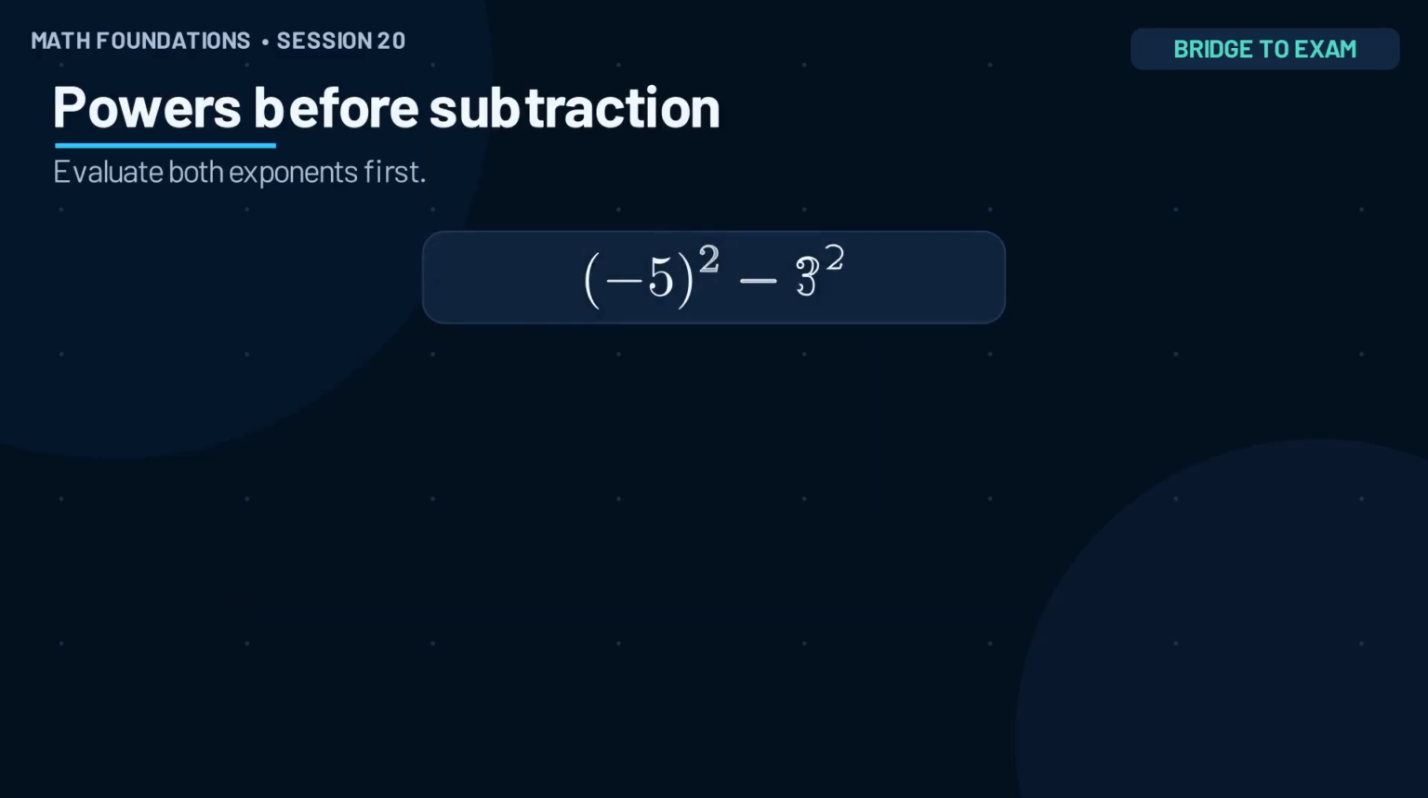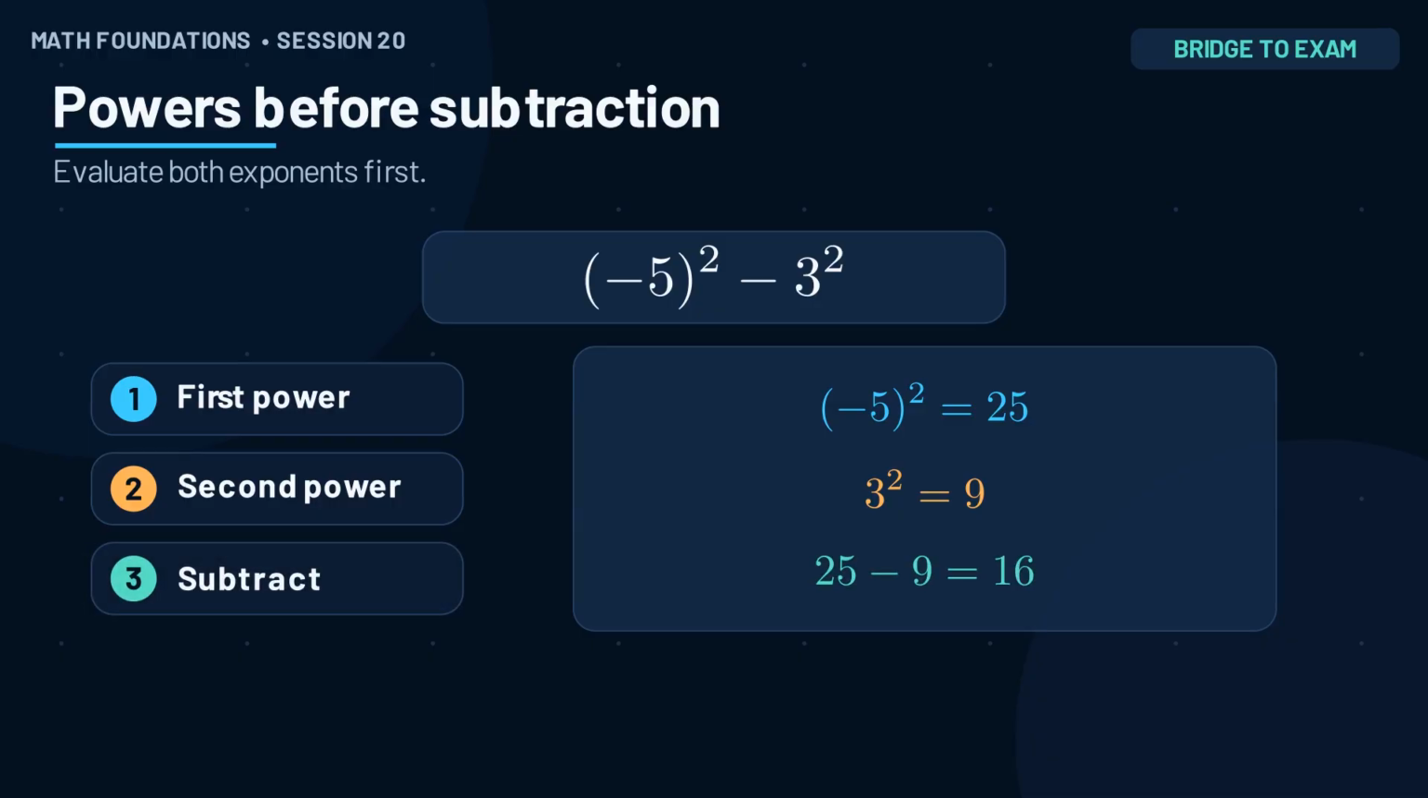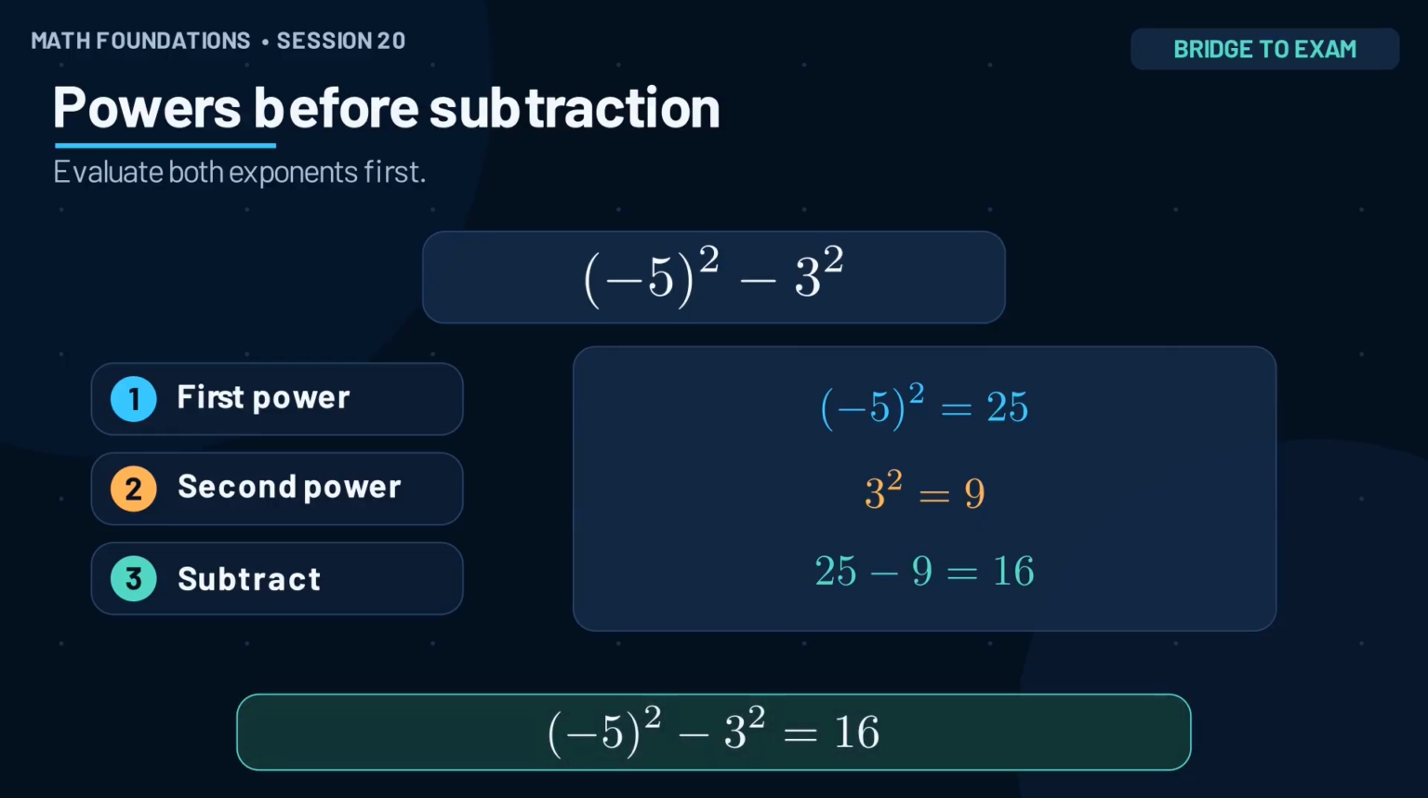Evaluate (-5) squared with parentheses minus 3 squared. Step 1. Evaluate both powers first. Step 2. (-5) squared with parentheses is positive 25, and 3 squared is 9. Step 3. Subtract 25 minus 9. Therefore, the expression equals 16. Check. Both powers are close to their exact values, so 16 is reasonable.